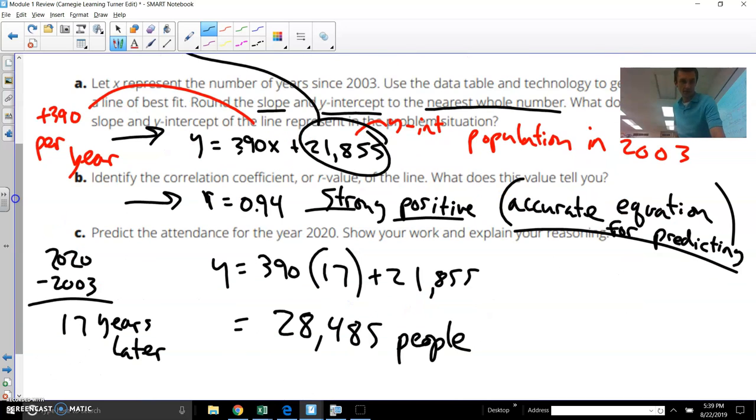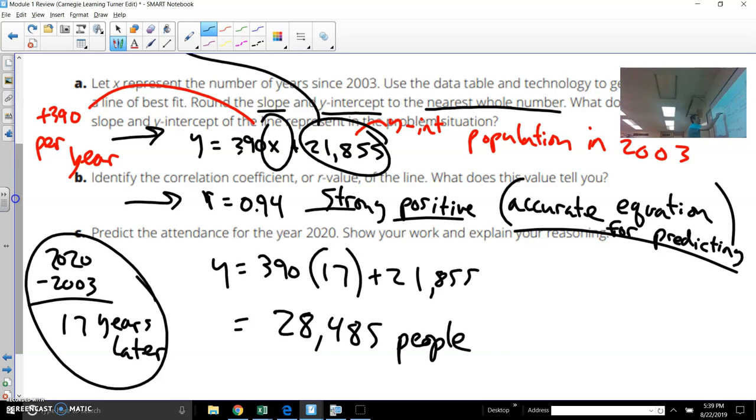So that's what we're going to do at the very end. It says, let's predict for 2020. So I'm going to subtract 2003 from 2020, meaning there's 17 years between the beginning of the study and where I'm trying to predict. So let's replace the x value with 17, and then that gives me roughly 28,485 people.